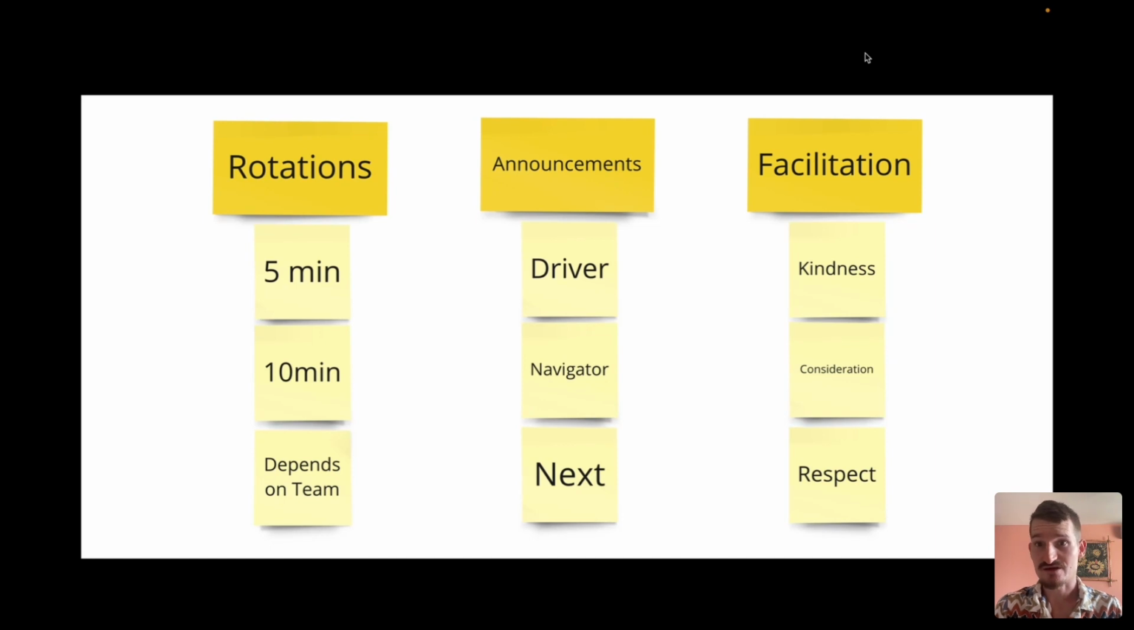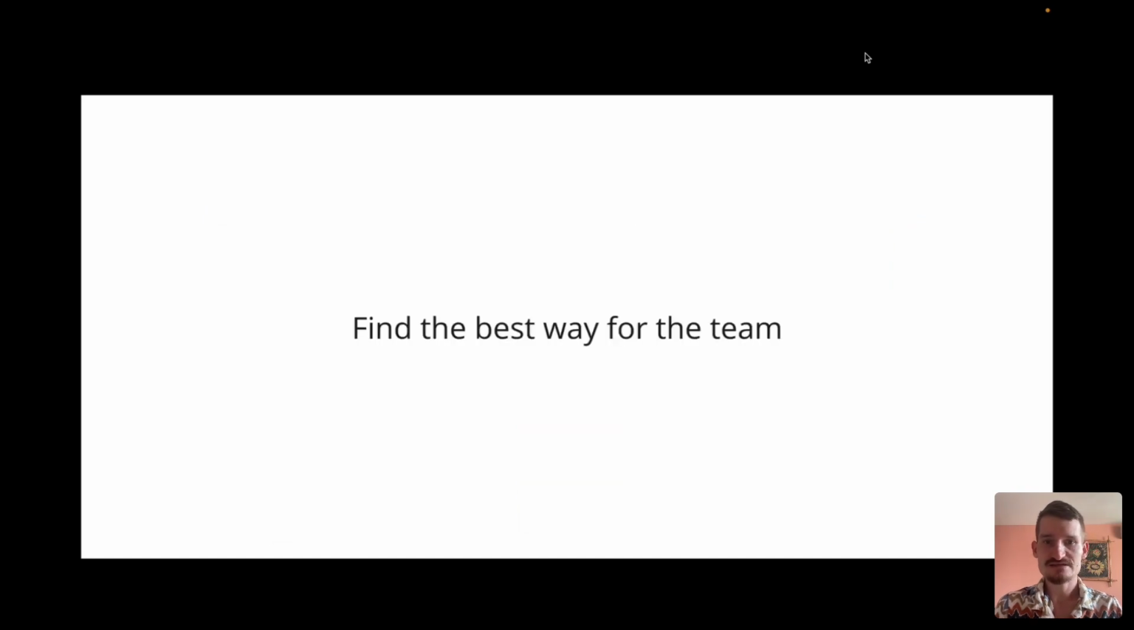And the one thing you shouldn't experiment with is facilitation, and this is really important for the well functioning of the mob. By facilitation I mean letting people treat each other with kindness, consideration, and respect. We're going to talk more about this further on, but this is really important to ensure the psychological safety of the mob.